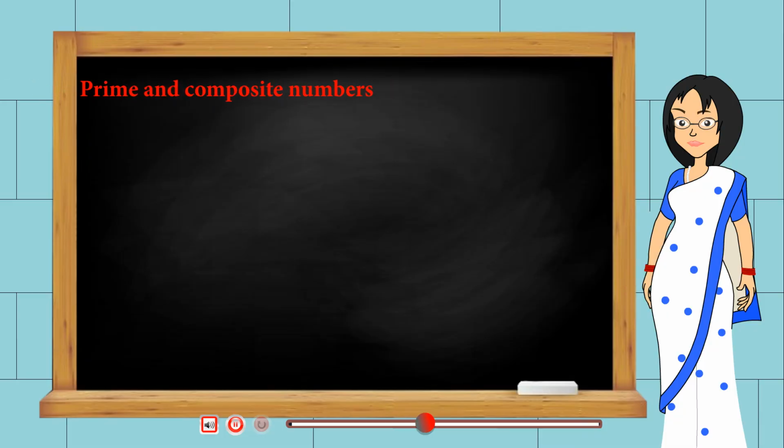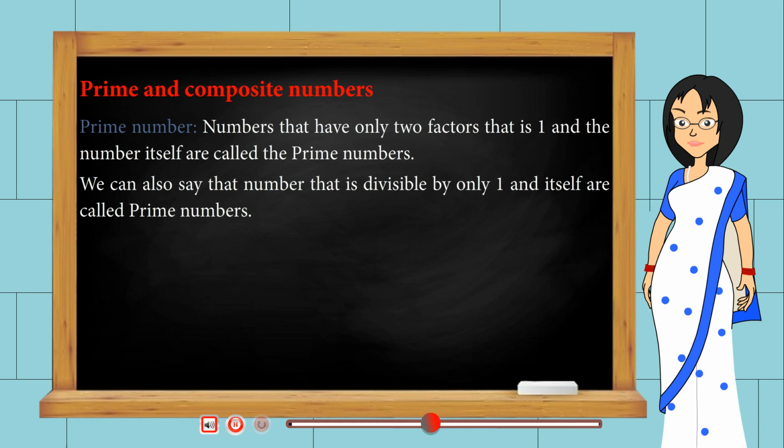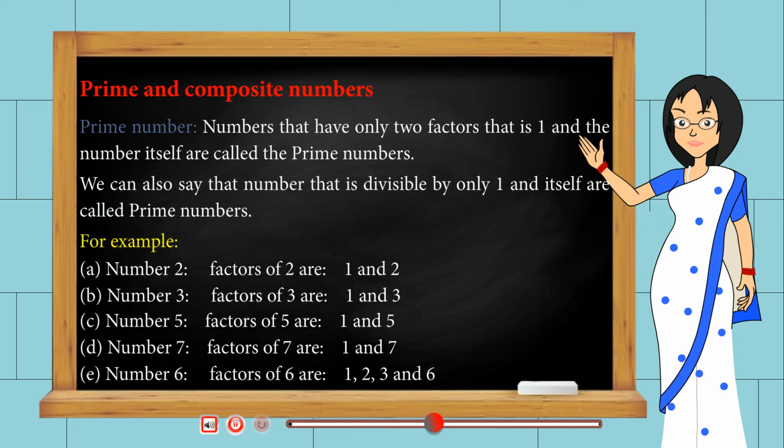Prime and composite numbers. Numbers that have only two factors, that is 1 and the number itself, are called prime numbers. We can also say that a number that is divisible by only 1 and itself is called a prime number. For example, number 2. Factors of 2 are 1 and 2. Number 3. Factors of 3 are 1 and 3. Number 5. Factors of 5 are 1 and 5. Number 7. Factors of 7 are 1 and 7.